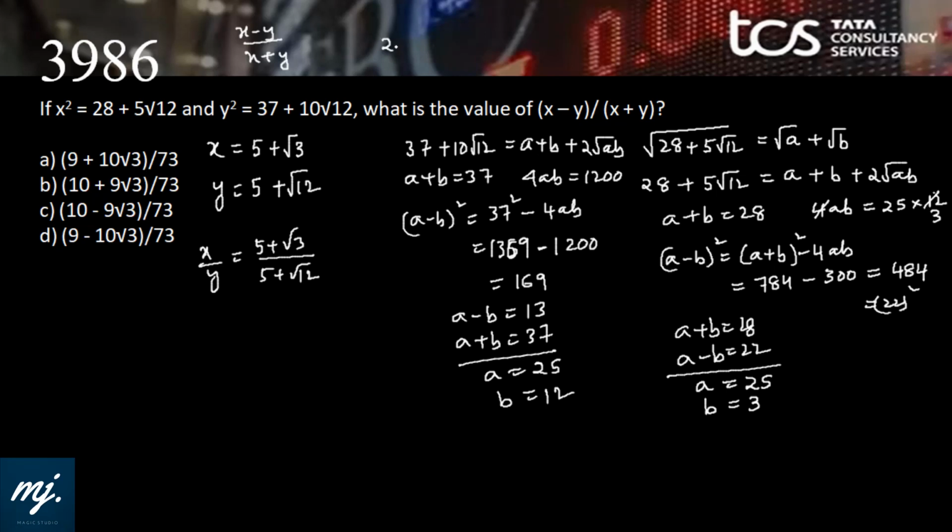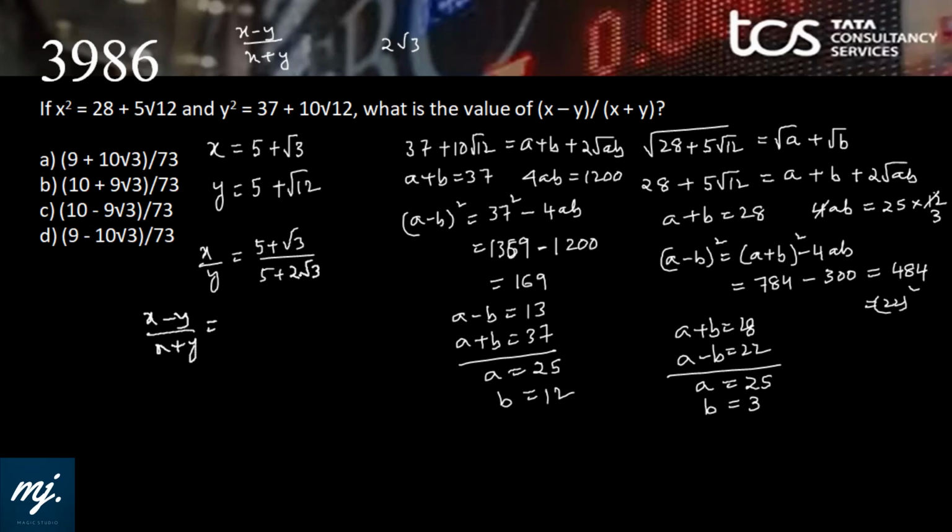Now 12 is how much? 12 is 4 into 3, that is 2 root 3. So it can be written in root 3 format. That would be 2 root 3. So we need (X minus Y) upon (X plus Y). I am doing inverse componendo dividendo.